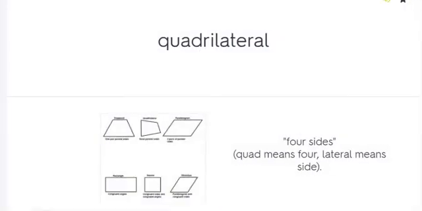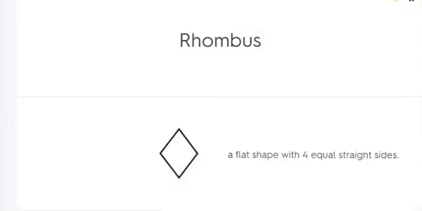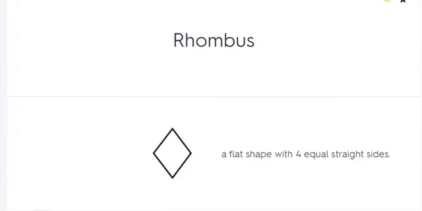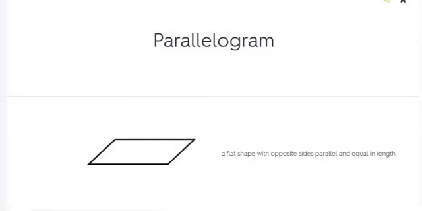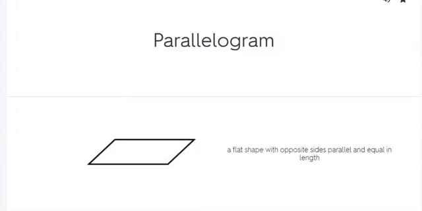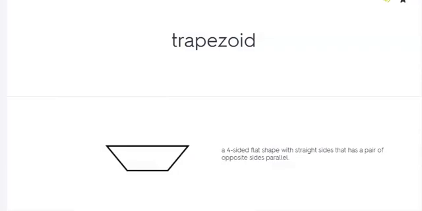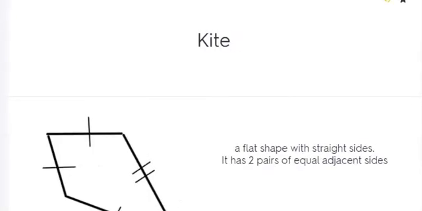Quadrilateral, 4 sides. Rhombus, a flat shape with 4 equal straight sides. Parallelogram, a flat shape with opposite sides parallel and equal in length. Trapezoid, a 4-sided flat shape with straight sides that has a pair of opposite sides parallel. Kite, a flat shape with straight sides. It has 2 pairs of equal adjacent sides.